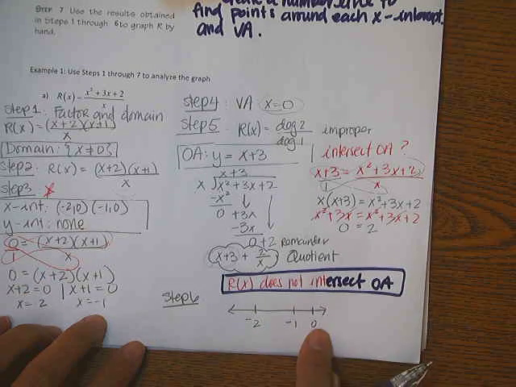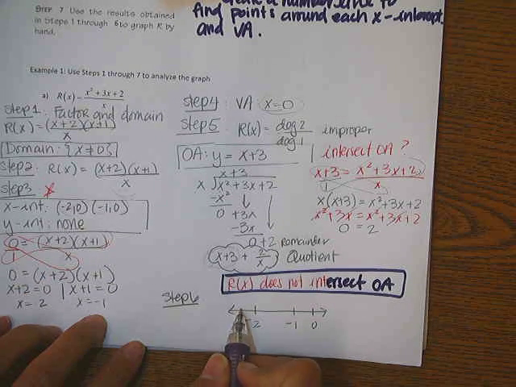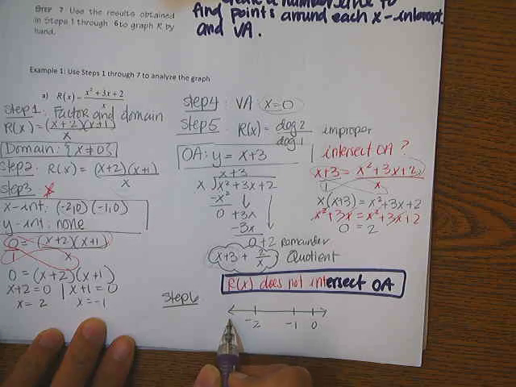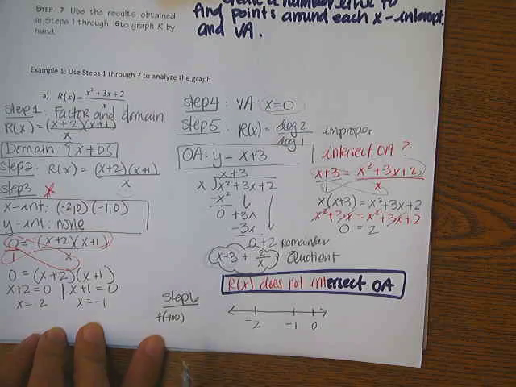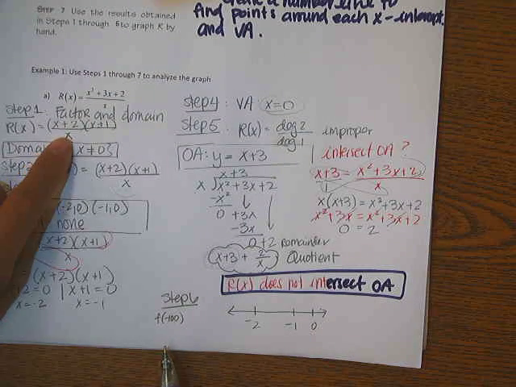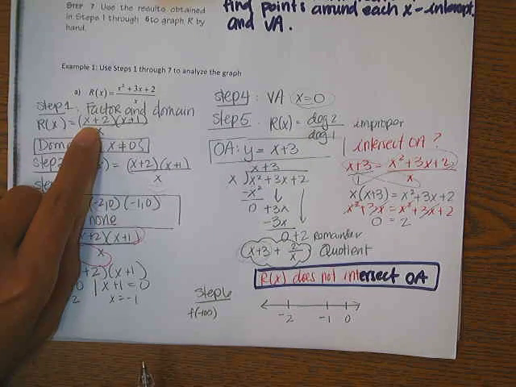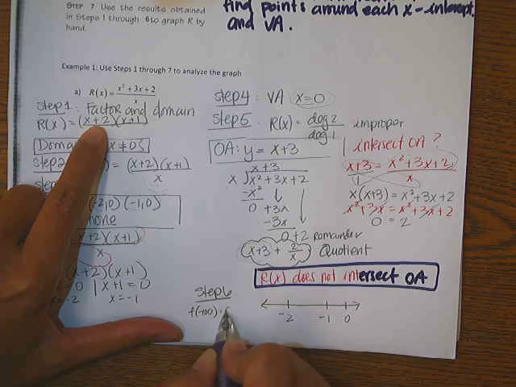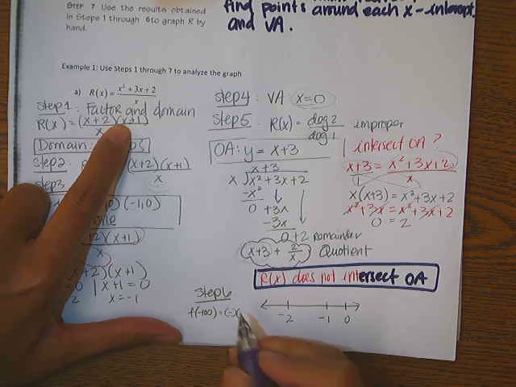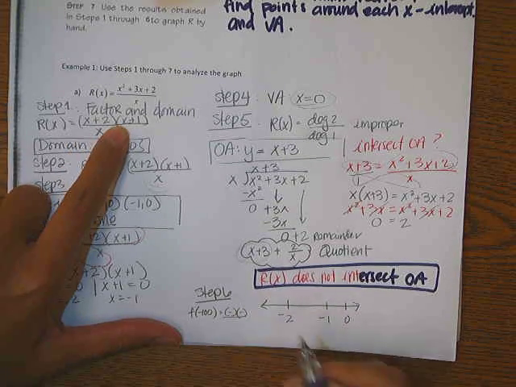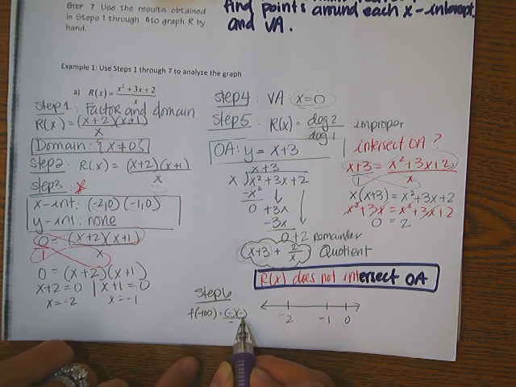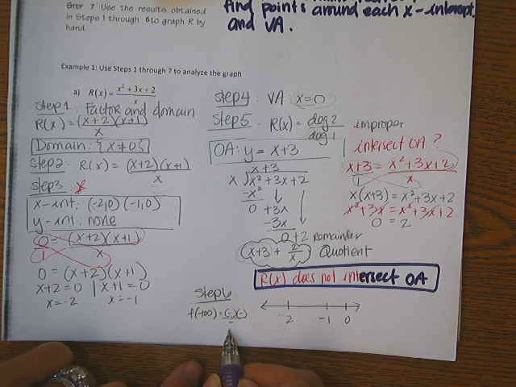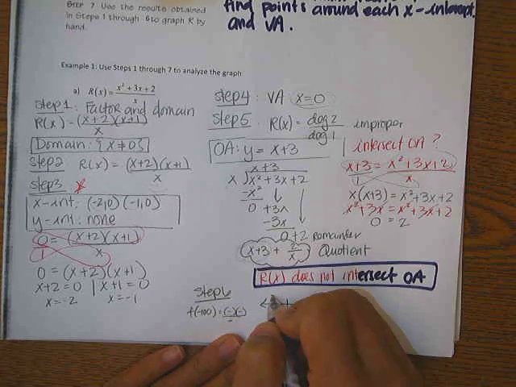We plot it all here in order. So we're going to pick a value on the left-hand side, such as f of negative 100. It's a really large negative number. So let's look. Negative 100 plus 2, that's going to be a negative. Negative 100 plus 1, that's negative. Divided by negative 100, which is negative. Negative times a negative is a positive. Positive divided by negative is a negative.